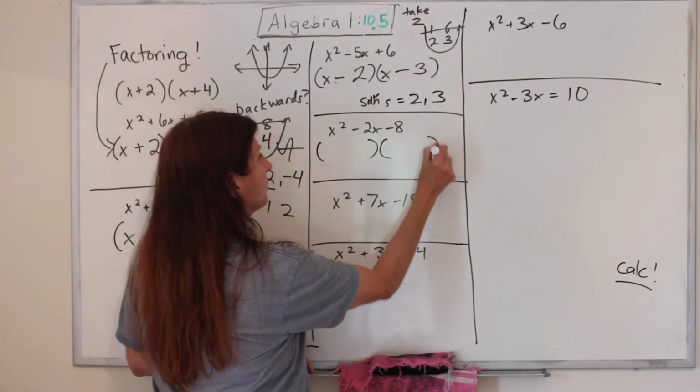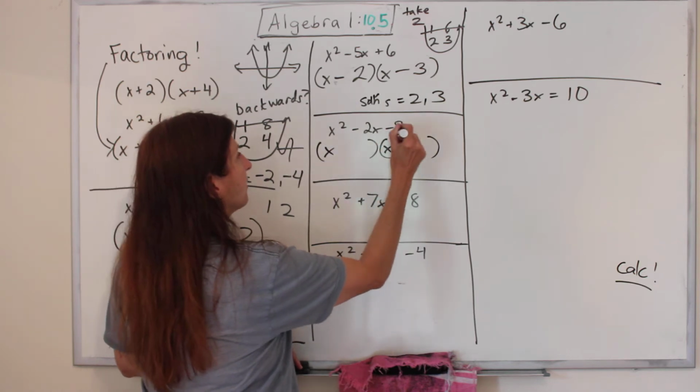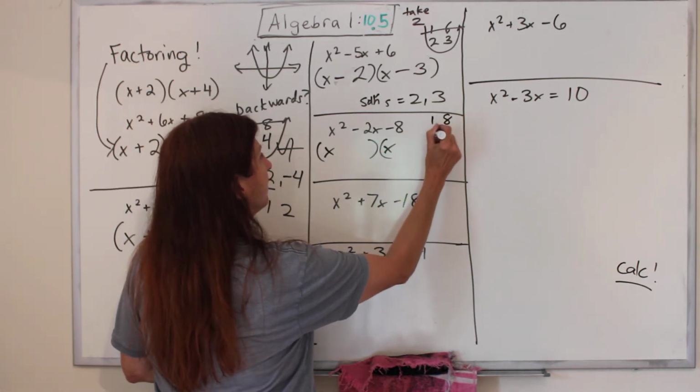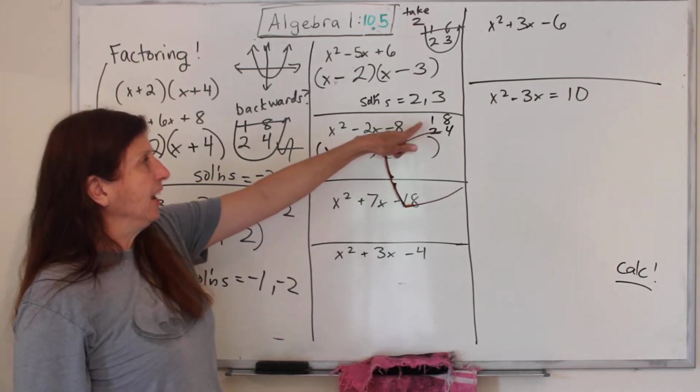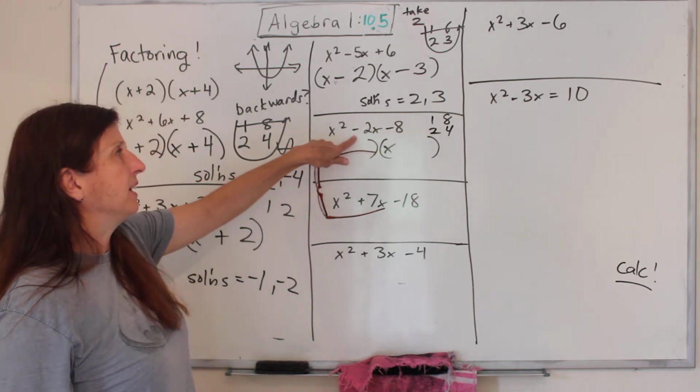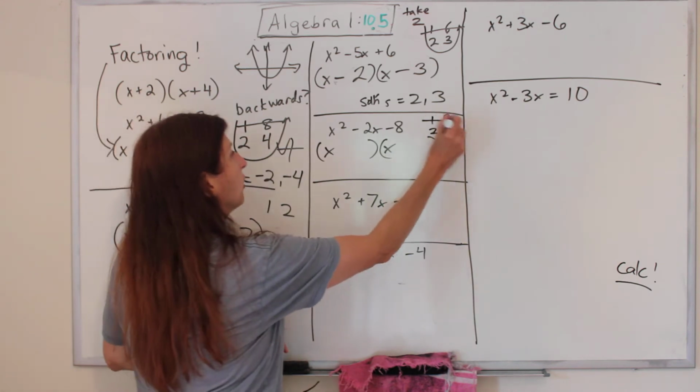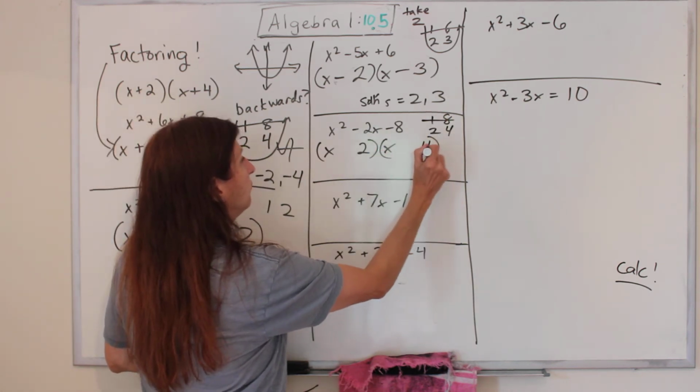Okay, let's try this one. Whoop, whoop. It's more fun with sound effects. X, factors of 8. 1 and 8, 2 and 4, 3 doesn't go into it. Can 8 and 1 be added or subtracted to get 2? No. So it must be 2 and 4.